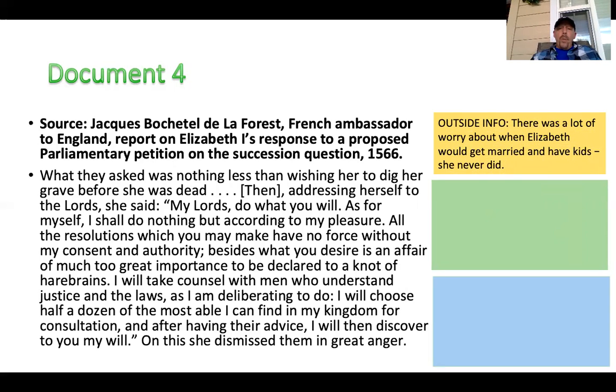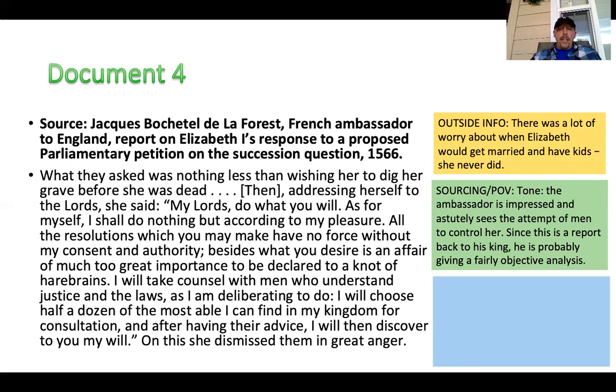So remember, early on, there's a lot of pressure on Elizabeth to get married and have kids because having an heir is important. And if you read on, she is really pushing back against people pressuring her. In fact, I love this line in here. You can sense her sarcasm. This is really a document within a document. She says, besides which you desire an affair of much harebrains. Can you imagine the President of the United States addressing Congress as a, oh yeah, I guess you don't have to imagine that. You can imagine far worse.